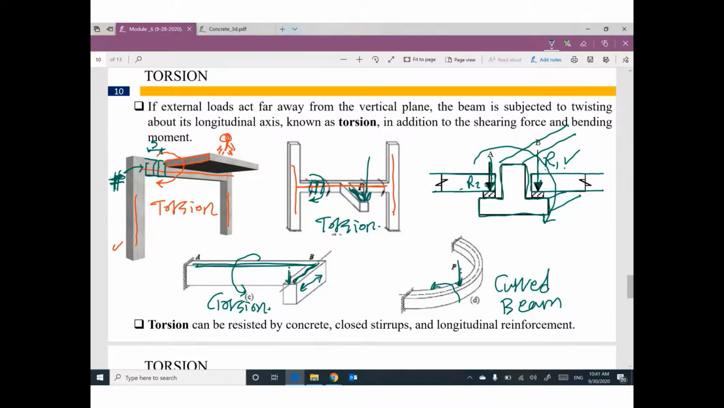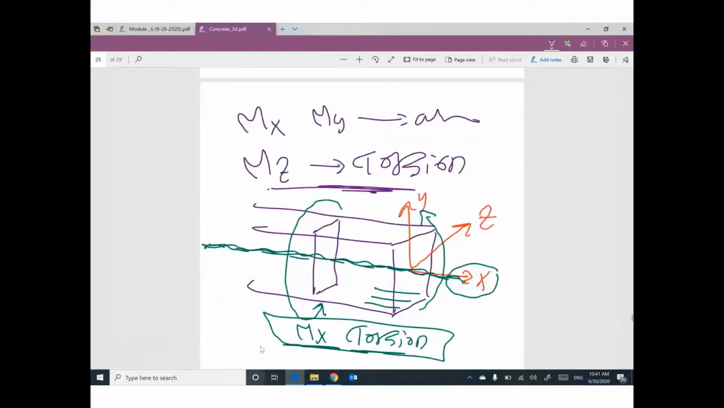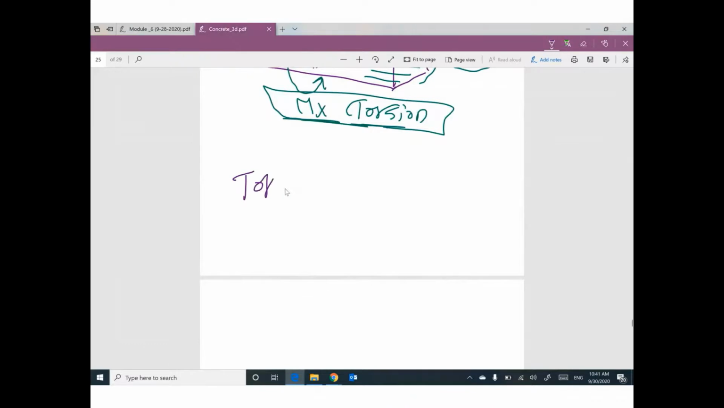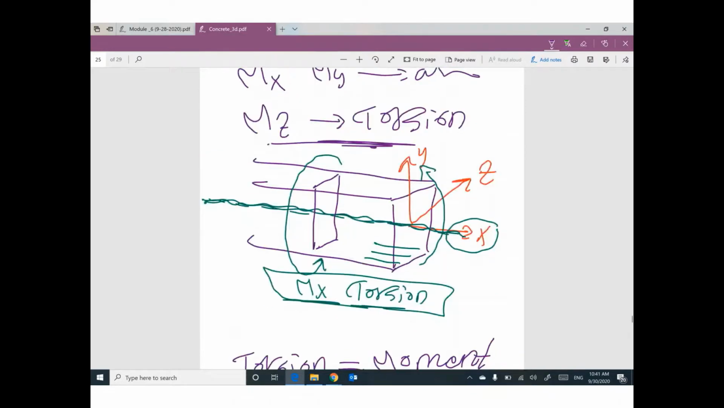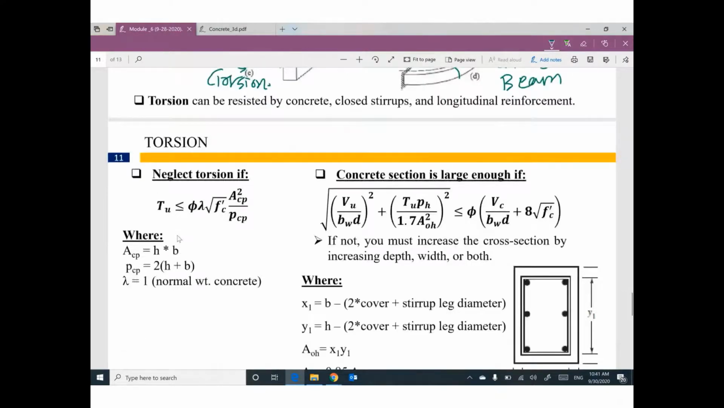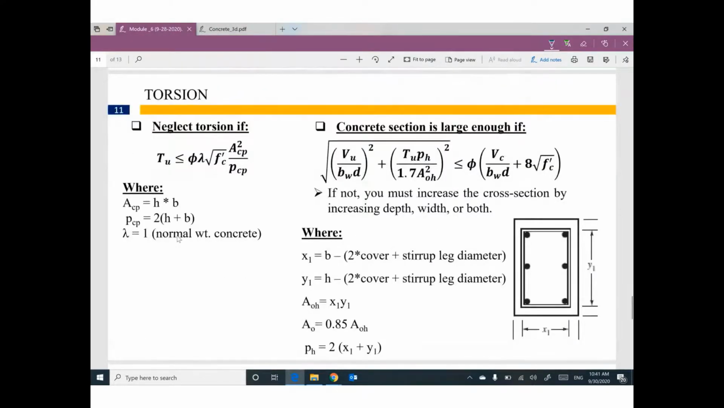Guys, remember I told you torsion is a moment, which means force times distance. So it's not a special internal force. No, it's a moment. But this moment is a little bit special. Why is it special? Because this moment rotates about the longitudinal axis. We have a few steps.